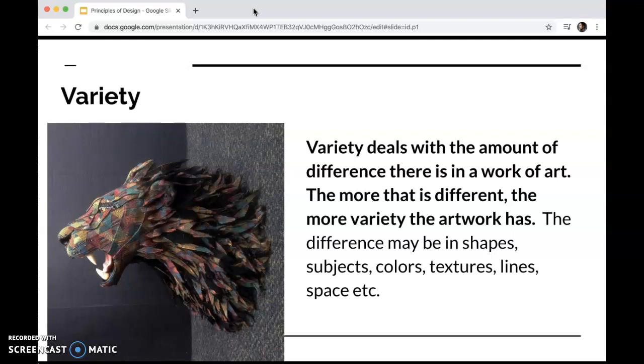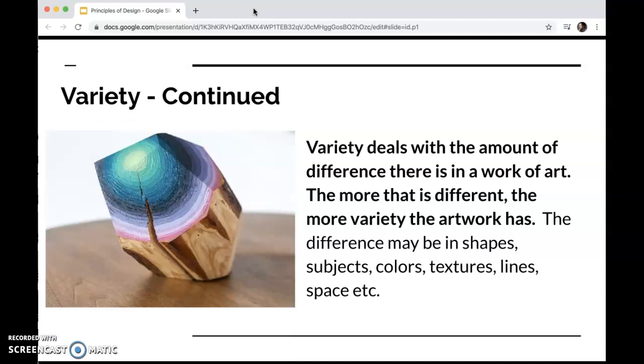So in this artwork, we've got a lot of different color being used. We've got different value. We've got all sorts of different things going on in it. Here's variety through the use of color.